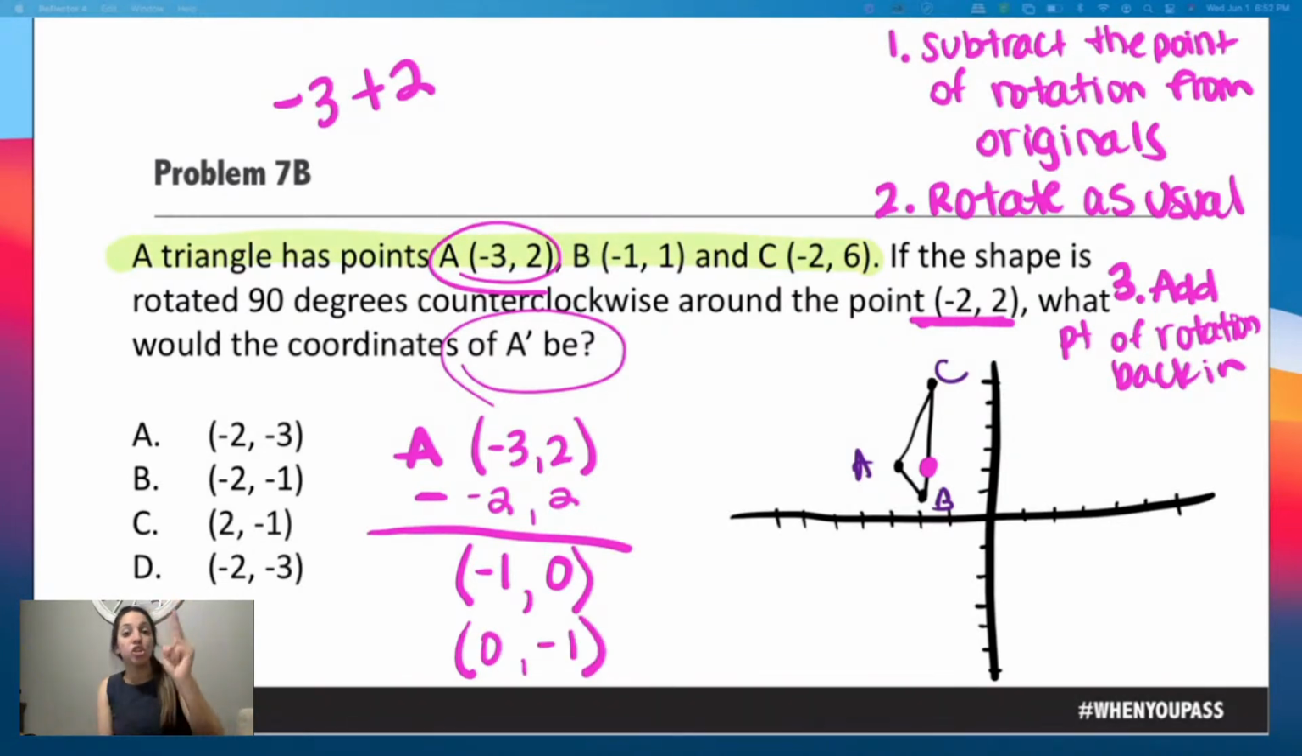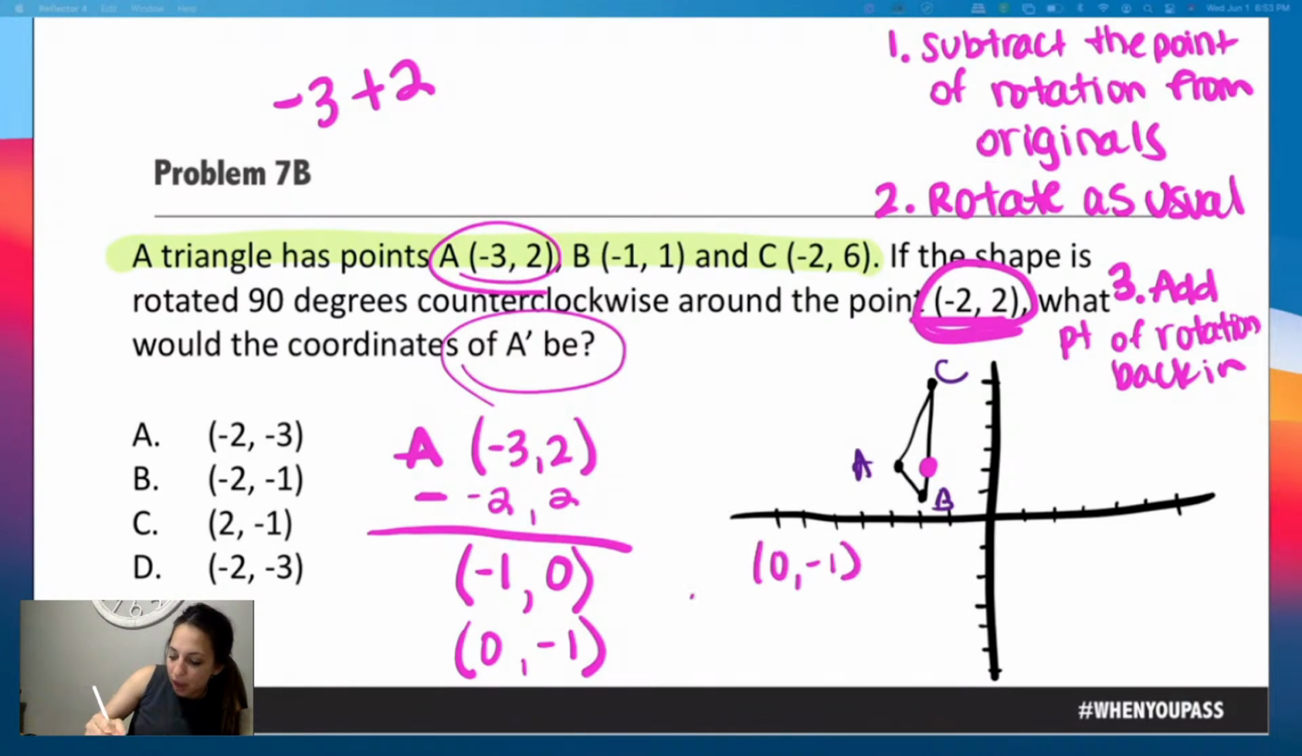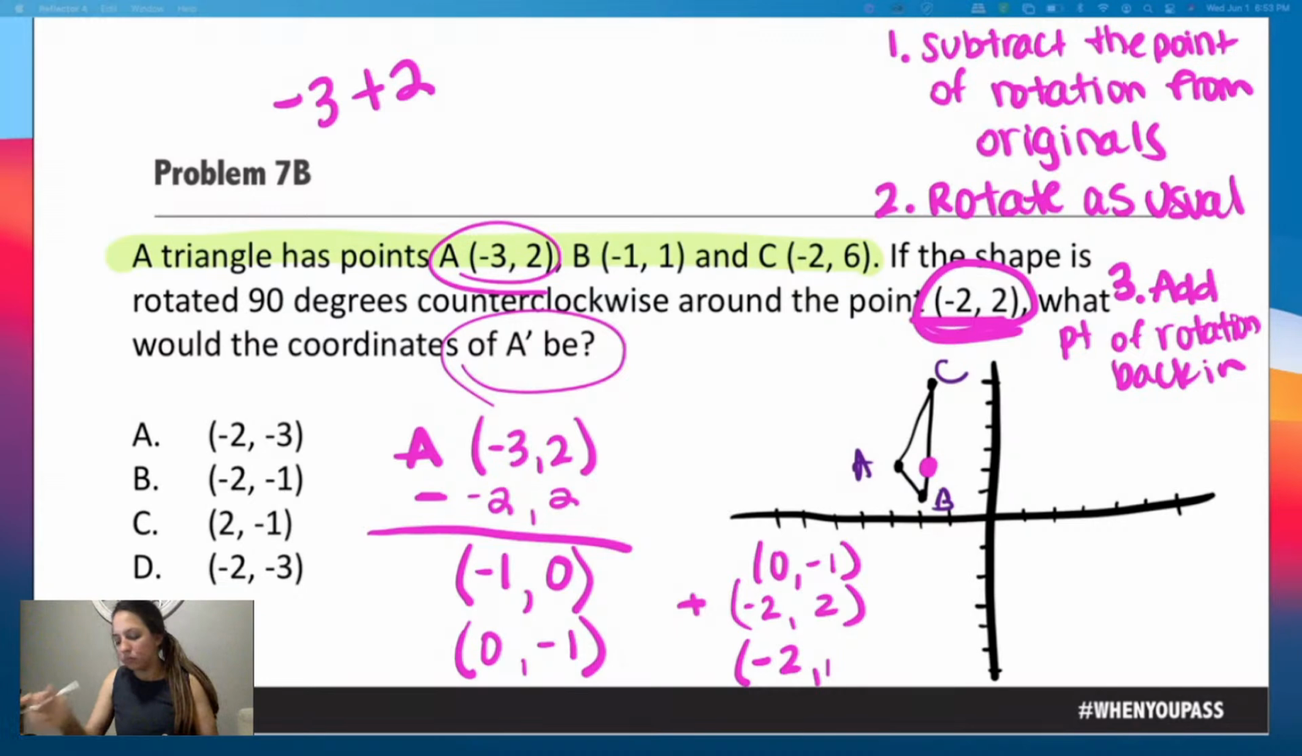The x doesn't change. Then I'm going to add this back in. So I have 0, -1. I'm going to add -2 and 2. 0 plus -2 is -2. -1 plus 2 is 1. And I made a typo, so it's -2, 1. And that was just a typo on my end. So that's our answer.